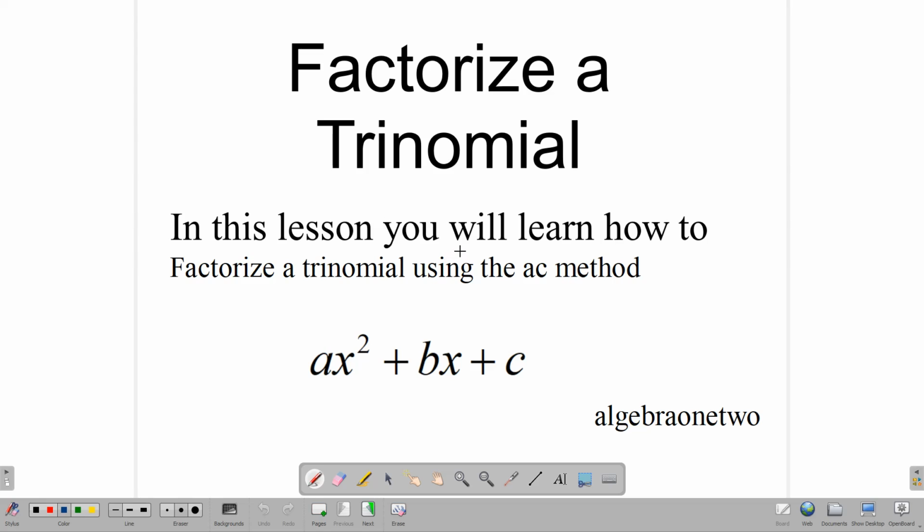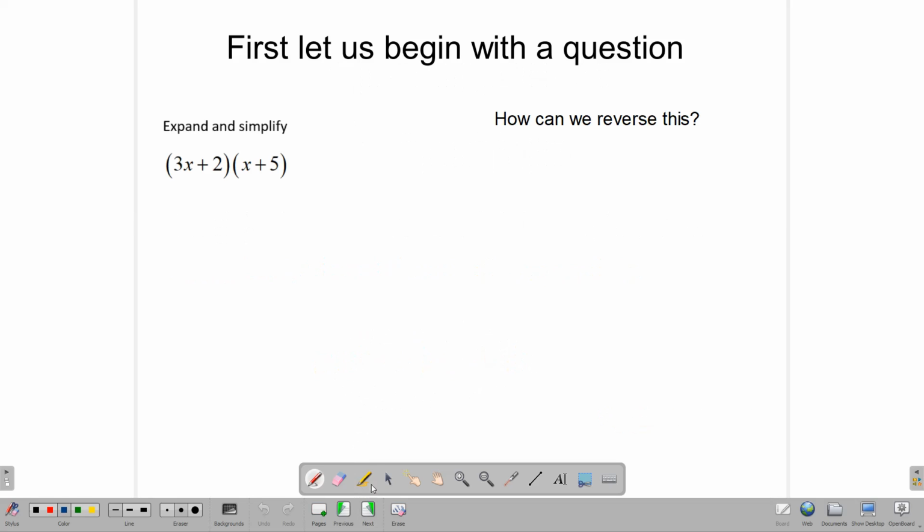Today's lesson, factorize a trinomial. In this lesson, you will learn the skills that are necessary to factorize a trinomial. In particular, we'll be looking at the AC method. We'll explain that a little bit later on. Now, a trinomial is a quadratic expression written in standard form. It doesn't have to be written in standard form, but generally, when we say ax squared plus bx plus c, this is what we mean by a trinomial, and these are the types of expressions that we're going to be focused on today.